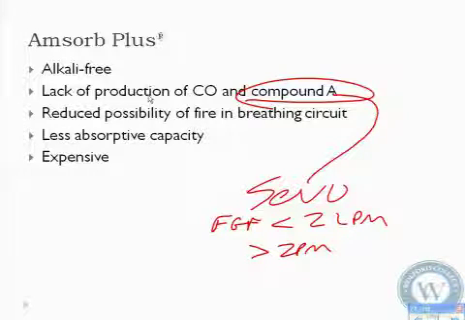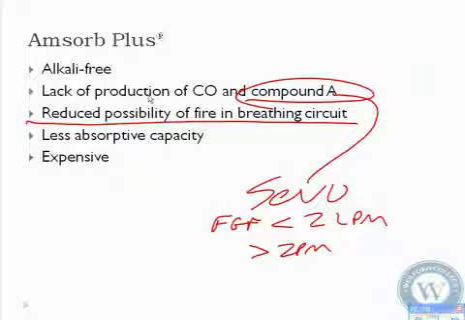And with soda lime, carbon monoxide can be formed. Okay? So if you had a desiccated soda lime canister and they start rebreathing carbon dioxide, well, guess what? You're probably going to see a patient rebreathing carbon monoxide as well, because that's a byproduct that can happen. All right. It also is safer because it reduces the possibility of fire. You're really not going to have an exothermic reaction occur.